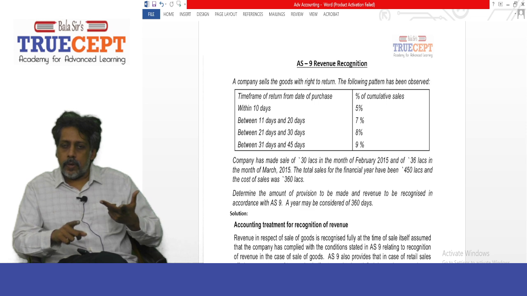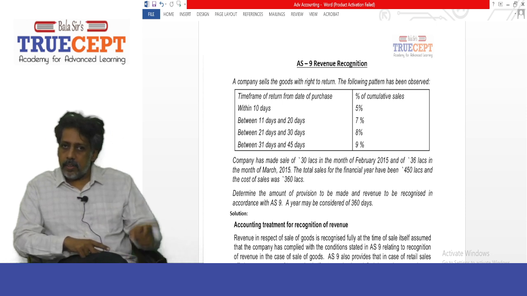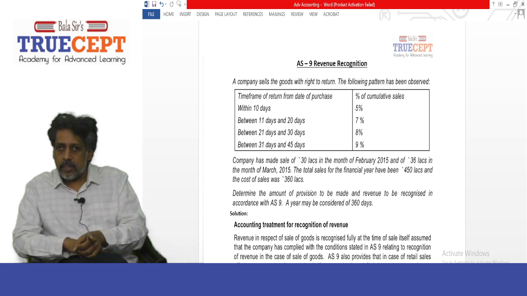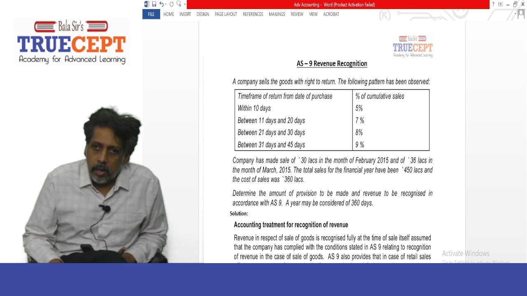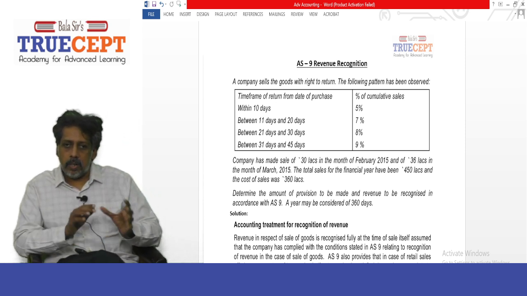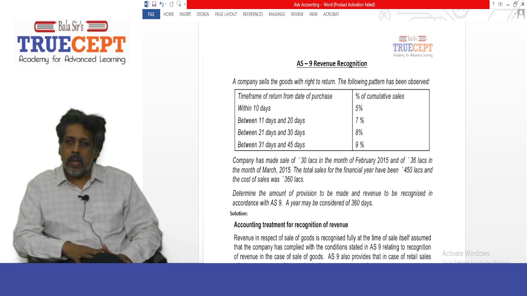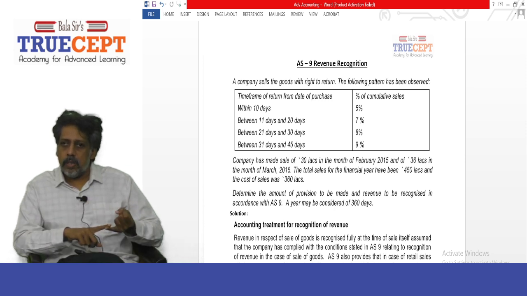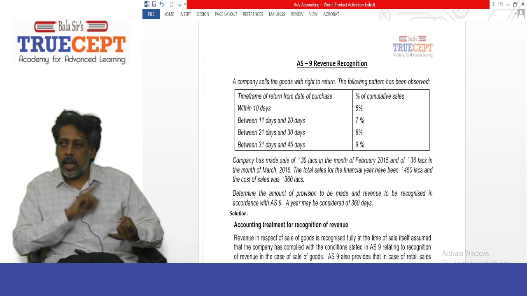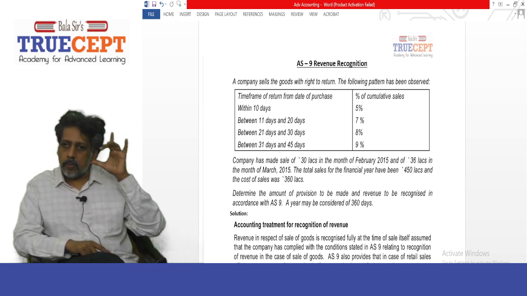And 450 lakh includes rupees 30 lakh and 36 lakh. And 450 lakh is the sales value. And what is the cost of sales? 360 lakh. And you all should know by now, sales minus cost of sales, what is it called? It is called GP, which stands for gross profit. It is 90 lakh, that is 450 lakh minus 360 lakh, right? 90 lakh is the amount of gross profit.